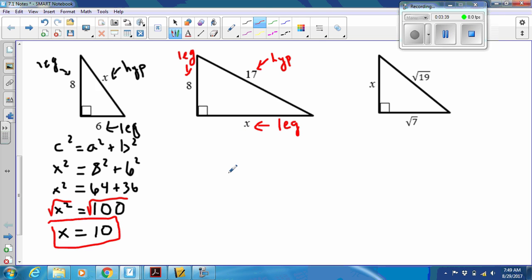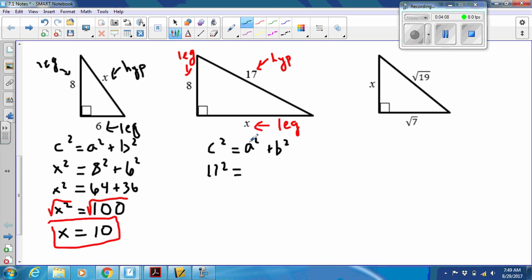So hopefully you paused the video so you could try this on your own. So now we're going to go over this. I'm going to rewrite the formula of the Pythagorean theorem: c squared equals a squared plus b squared. In this case, our hypotenuse is 17, so we already know our value for c. So we have 17 squared.